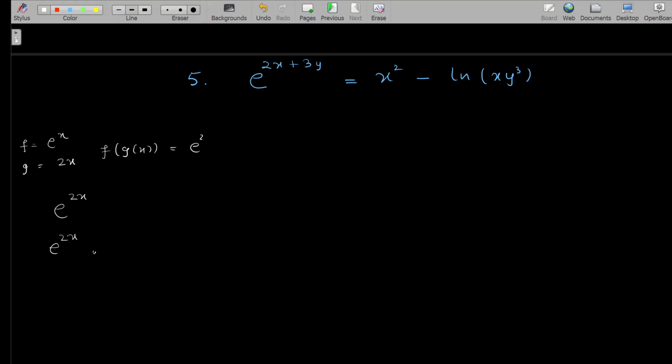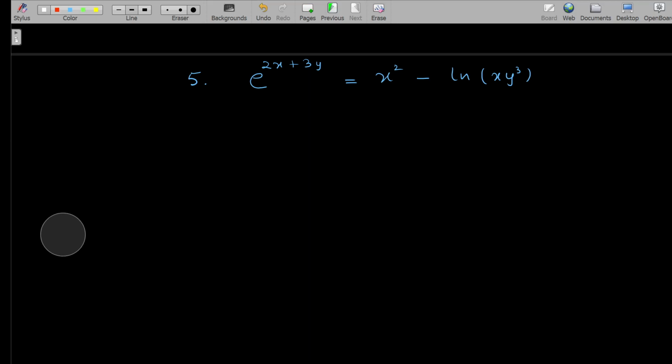Okay, and how do we find the derivative of a composition function? We first take the derivative of the outer function times the derivative of the inner function, right? Right. You forgot the chain rule?